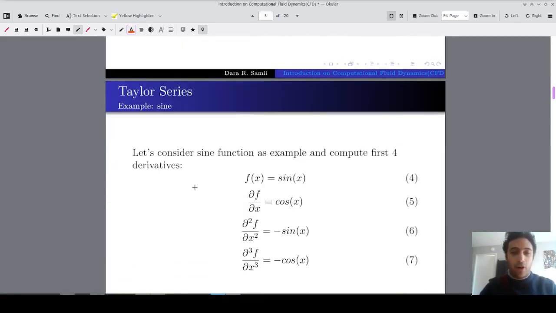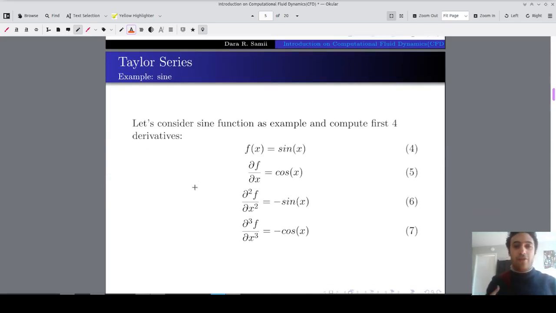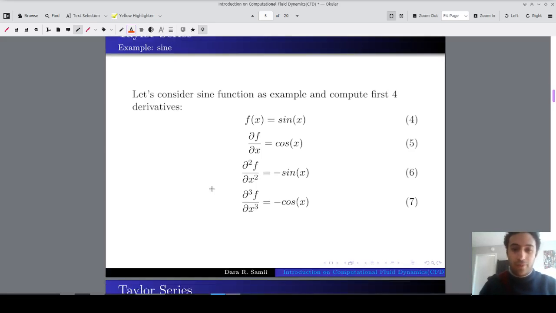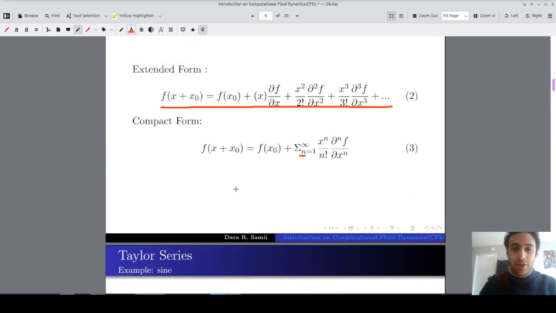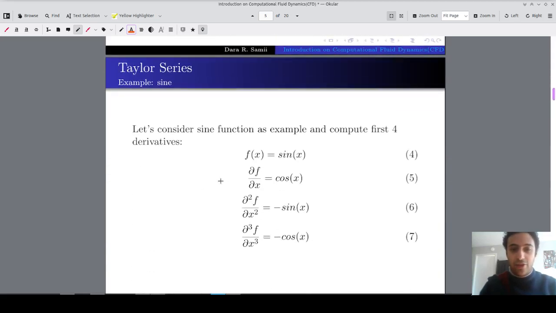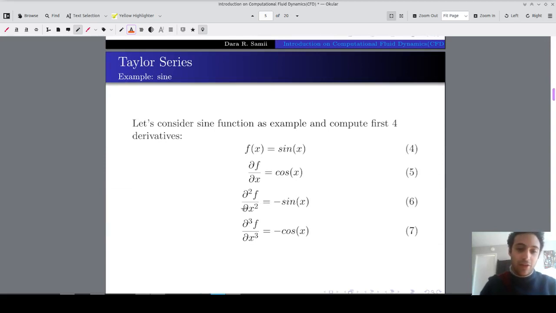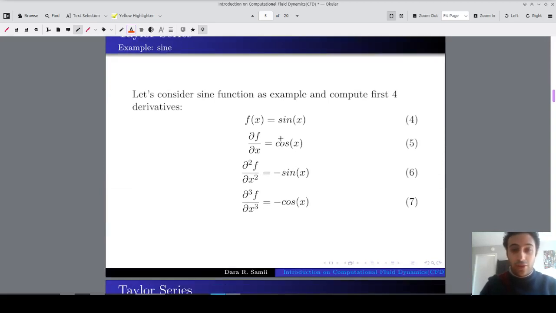To get more understanding of the Taylor series, let's write the Taylor series for a famous function, sine x. If we have sine x and we go to the degree of 3, we need some derivatives. The first derivative of sine is cosine. The second derivative of sine is minus sine, or the first derivative of cosine is minus sine. And the third derivative is minus cosine, or just simply the first derivative of this function.